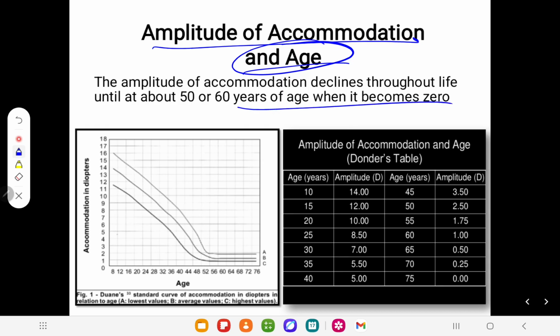Accommodation eventually becomes zero. See, this is Donders' table. It says 75 is the age at which accommodation will be zero. But in the case of Duane's standard curve for accommodation in diopters, accommodation decreases rapidly, and after 56 to 60 it becomes stable throughout the years, but we don't know. Let's not delve into it deeply.